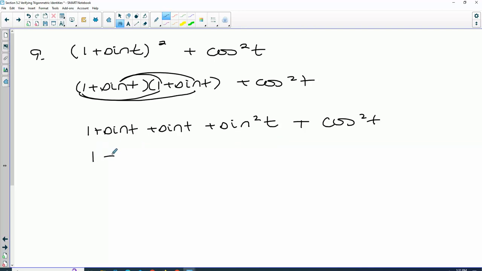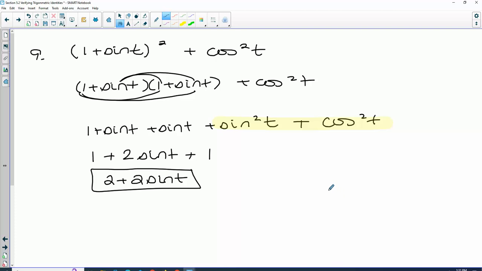So we have sine t plus sine t would be 2 sine t. But then we might recognize sine squared plus cosine squared is 1. So if we add like terms, 1 plus 1 is 2. I wouldn't have to take 2 out. You could, and if you did, you would write it as 2 times 1 plus sine t, and that's totally okay as well.